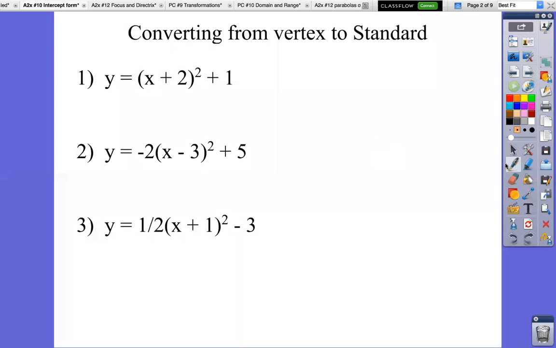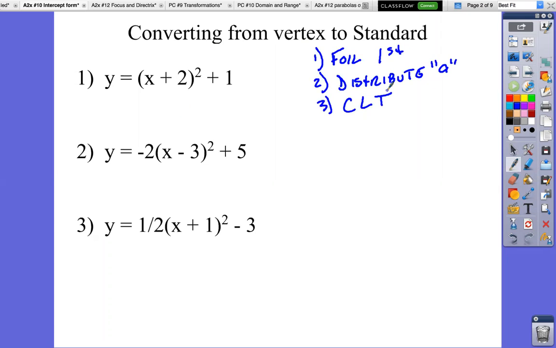Now, if they ever say convert from vertex to standard form, all you're going to do is one, FOIL it out first. Two, distribute A. And three is combine like terms. So this is something that, again, is pretty simple. You should know how to do it, but there's a couple small mistakes that are made.